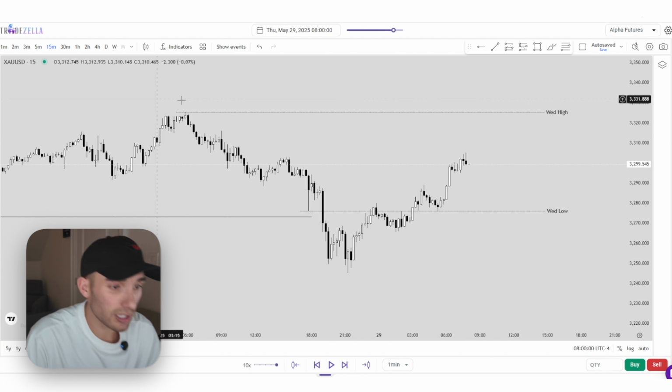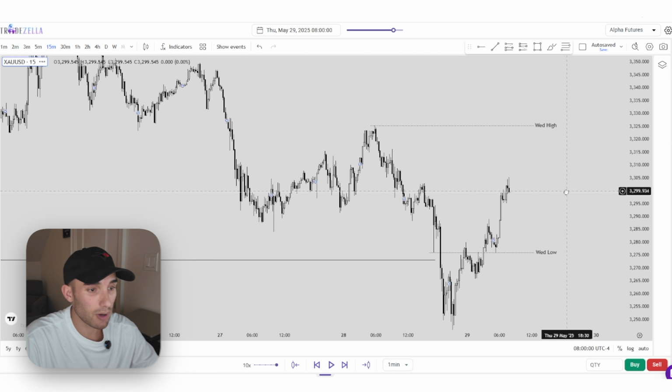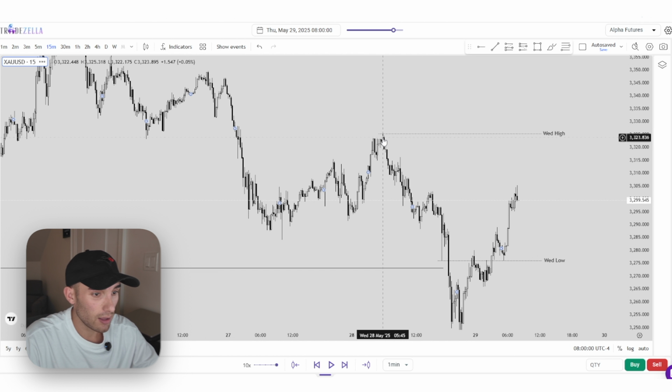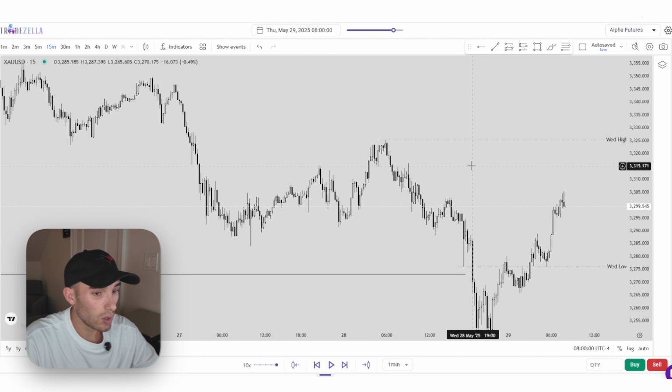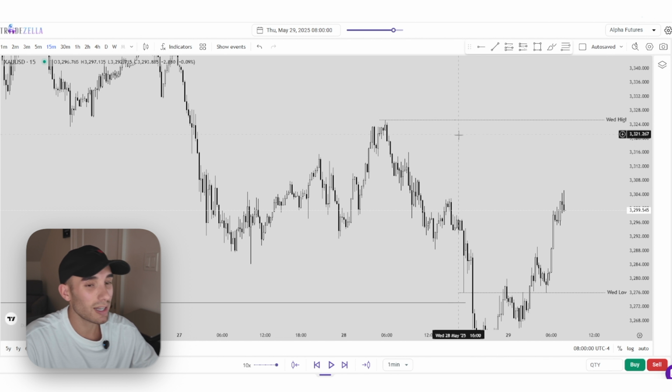Now we have to start pairing this with liquidity. And I don't want to overcomplicate this. I want to keep it as simple as possible for you guys. Wednesday, we sold off in London. I have the Wednesday high marked out right here. We want to understand why the sell-off occurred. Where did it stem from? Where did it come from?